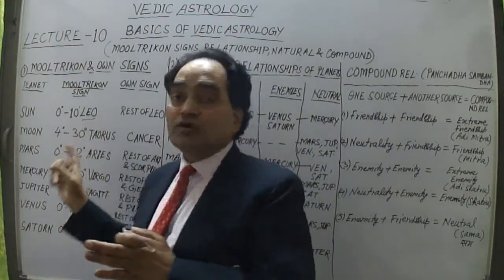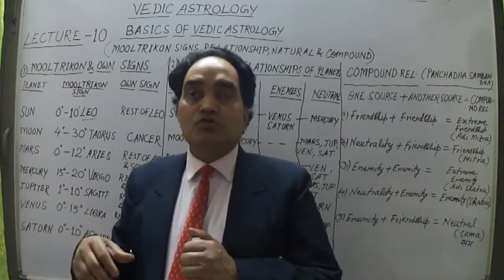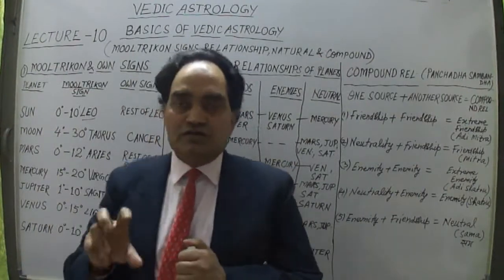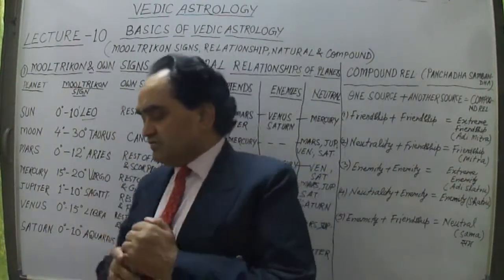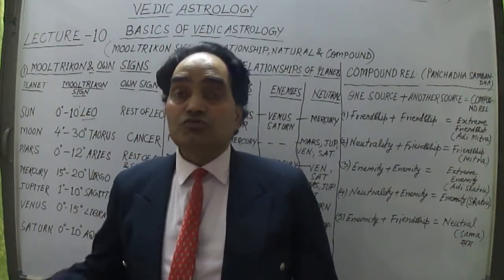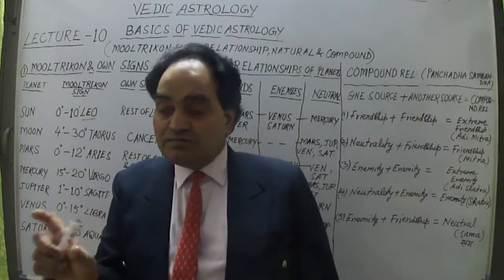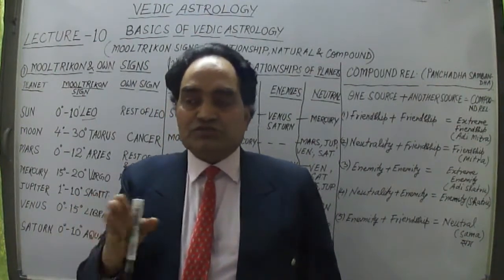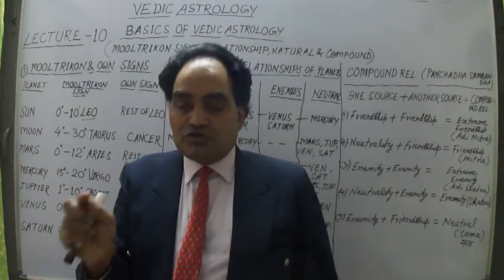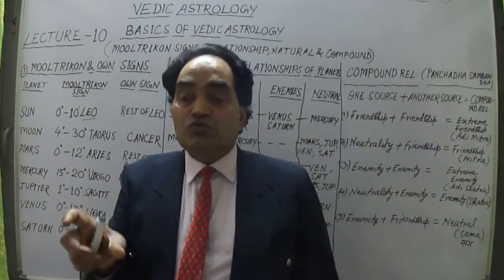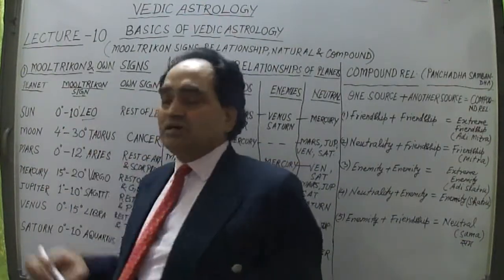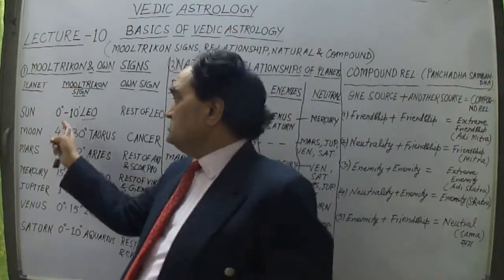Mooltrikon sign is more active. The Sun has more positive results during this 0 to 10 degrees in Leo. So in the Leo sign, if the Mooltrikon sign of a planet is there, then the planet is more active in that space, 0 degree to 10 degree. In this region from 0 to 10 degrees, the Sun has more power.